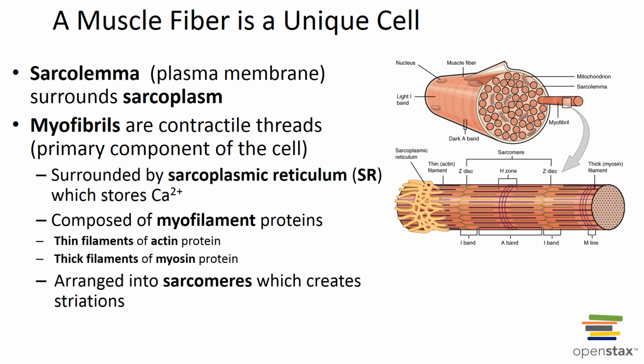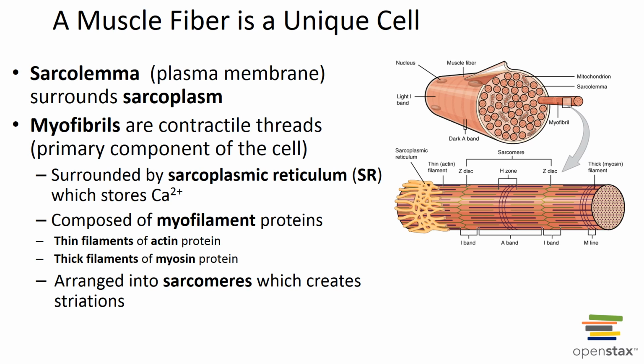Now, here you can see the myofibril that I mentioned earlier. And the myofibril is the contractile thread. Within the myofibril, we're going to further examine the anatomy of the sarcomere, which is shown in the figure. The sarcomere is considered to be the functional or contractile unit of skeletal muscle tissue.